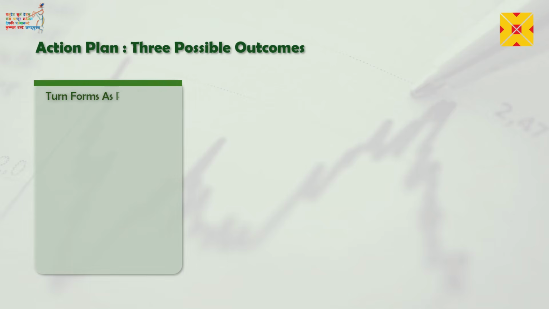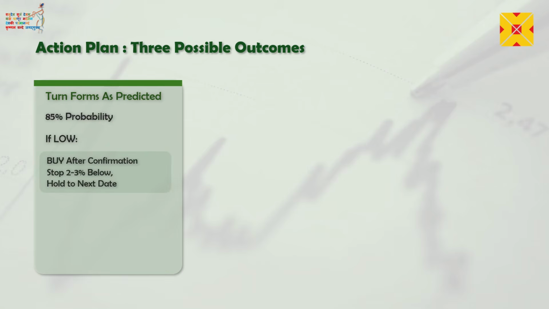The first and most likely outcome: the turn forms as predicted. This happens 85 to 86% of the time. If a low was predicted and it forms, buy after confirmation with your stop loss 2 to 3% below the low. Hold until the next turn date.